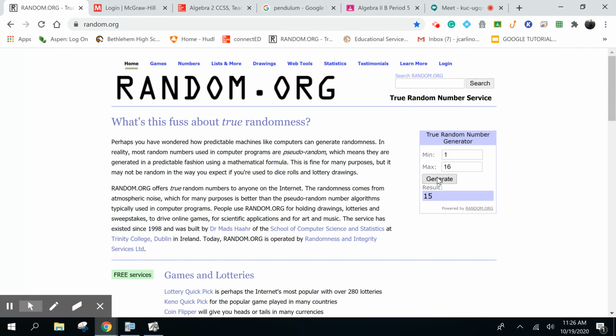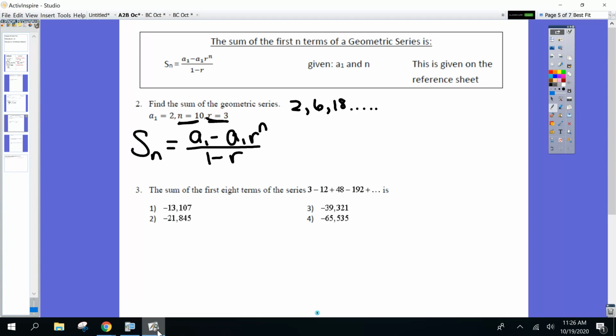15. Here we go. Katie, what's my n value in this one? 10. So, just so you guys know what you're writing, S10 means the sum of the first 10 terms. That's all it means. Is equal to, what's the first term? Keep going, Katie.